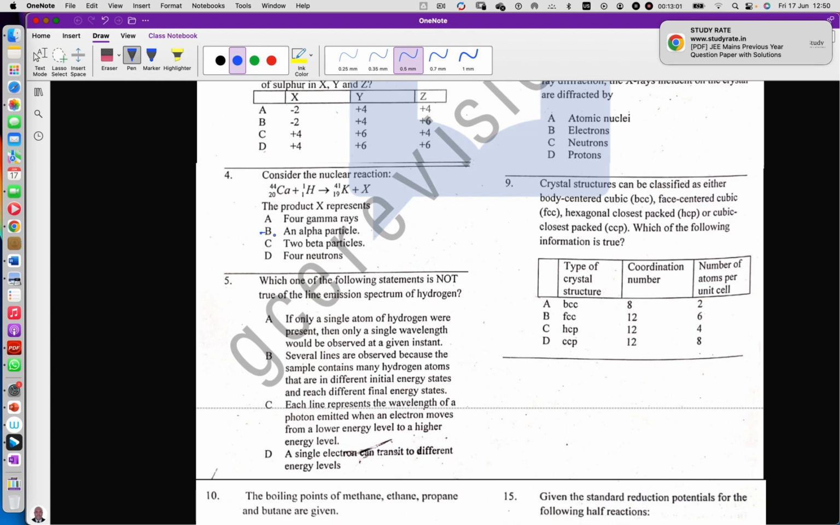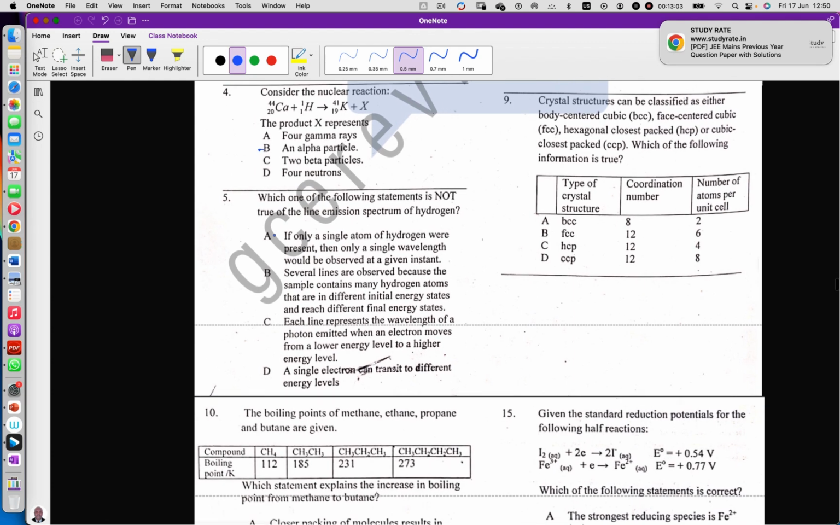Now let's go to 5. Which one of the following statements is not true? Others will be true, but there's one that is not true. It's not true of the line emission spectrum of hydrogen. Emission means something is given off.